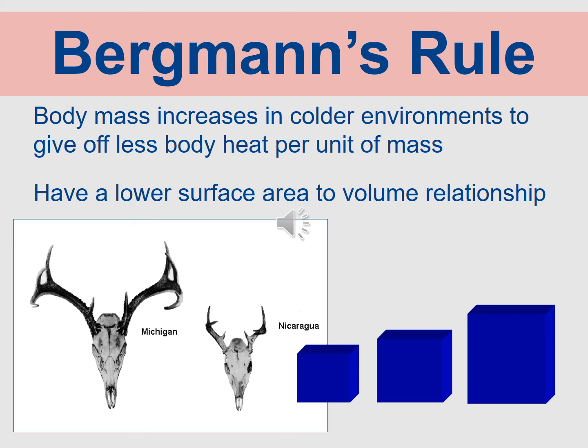The example I have here is a deer that is native to Nicaragua compared to a deer that's native to Michigan. The deer in Michigan has a much larger body size than the one in Nicaragua, and we don't think this has to do with diet, because that would also affect size. We think this has to do with climate adaptation.